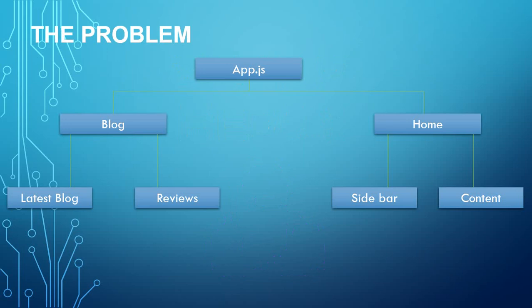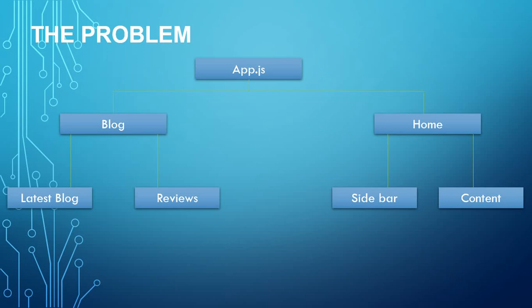So let's imagine this situation. We have a blog website with two pages, a home page and a blog page. The home page has two components, as you can see, sidebar and content. The blog page also has two components, latest blog and reviews. This is super simple, to help us understand the problem.